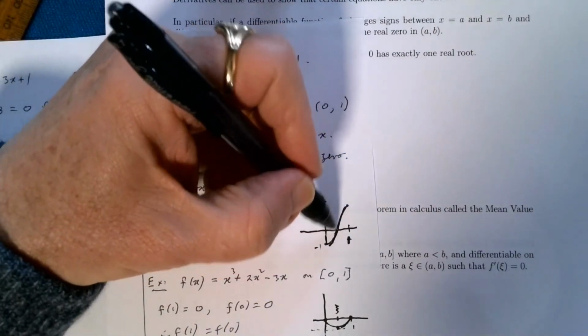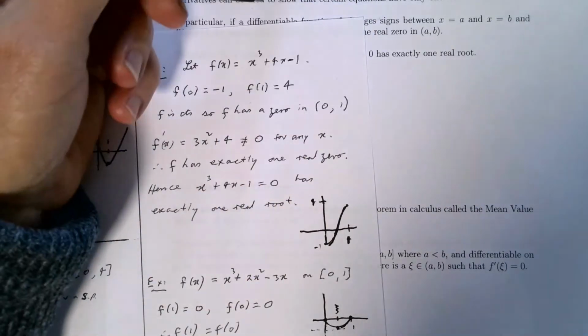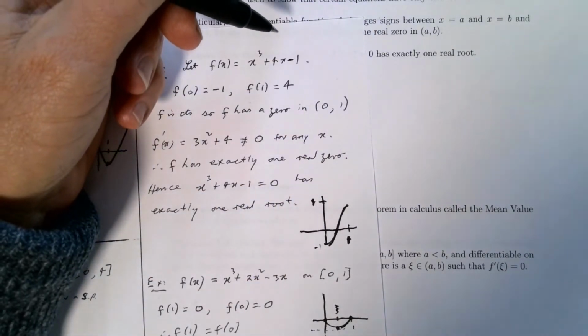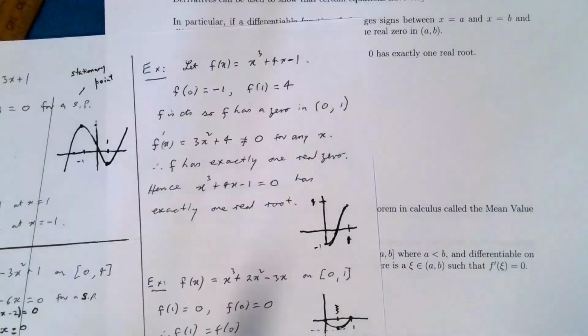And the picture's looking something like this. The function is increasing, so there's only going to be one real root to this function. Well, we'll see some more of these in the tutorial problems.